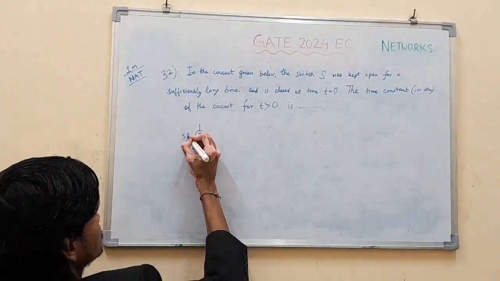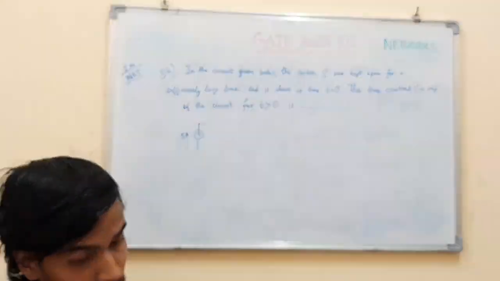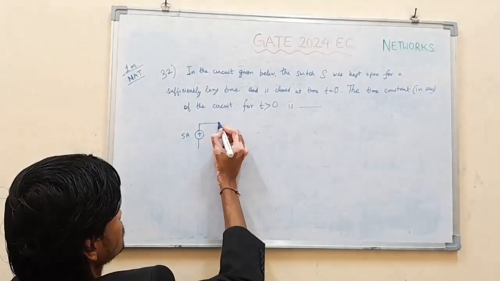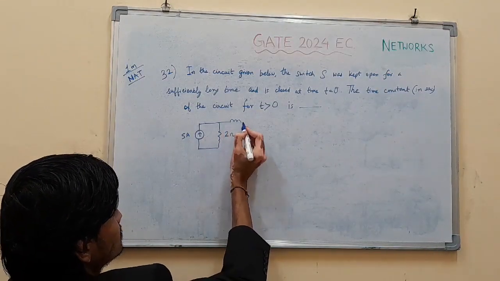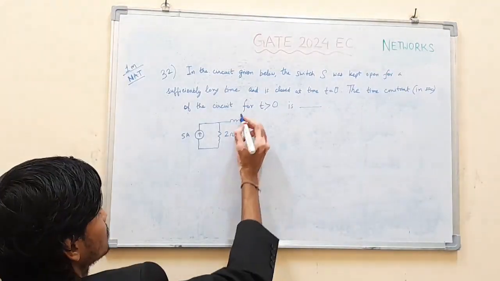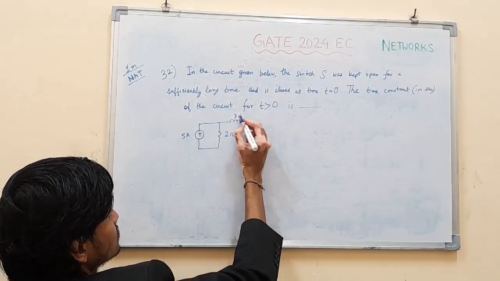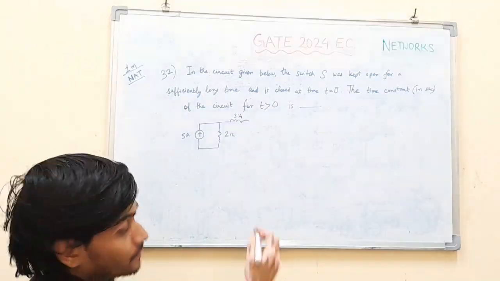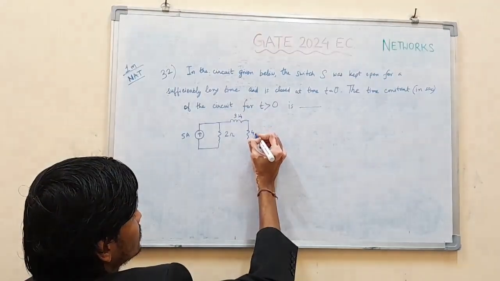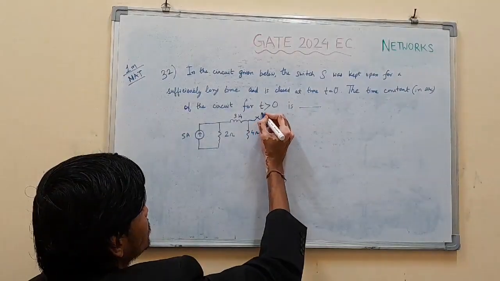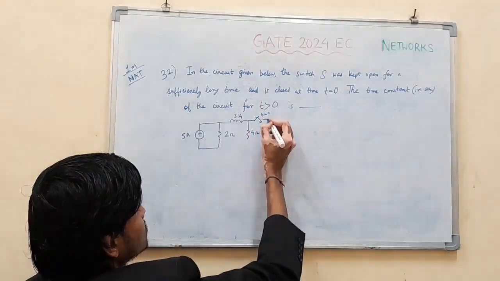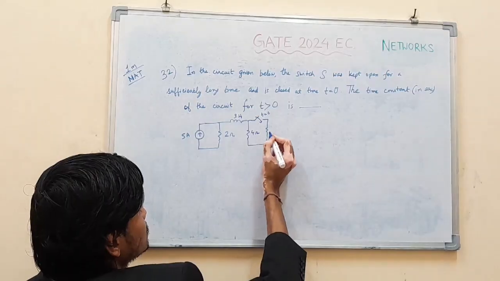The circuit is given like this: 5 ampere, 2 ohms, 3 Henry, 4 ohms. The switch closes at t equal to 0. And another 4 ohms.